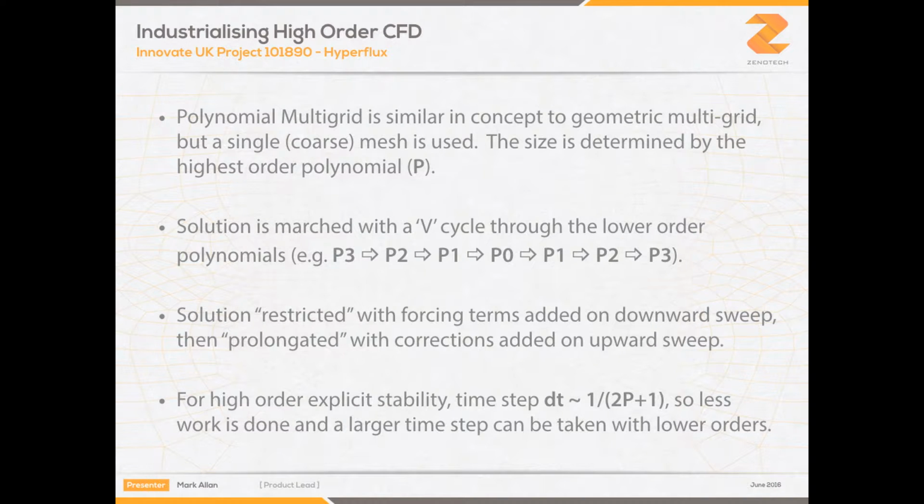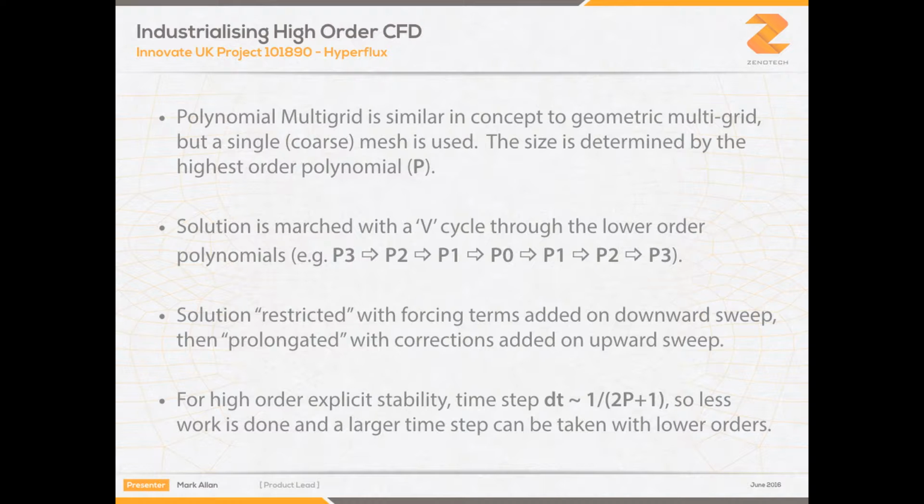So now I'd like to just give a few more details on some of the convergence acceleration techniques, and in particular polynomial multigrid, which can be considered to be similar in concept to that of geometric multigrid. However, we only have one mesh, which is as coarse a mesh as possible. The size of the cells within the computational mesh are usually determined by the highest order polynomial that we're using for the simulation.